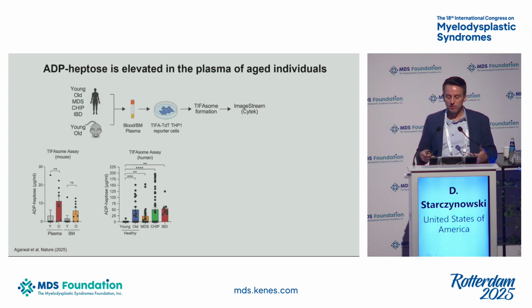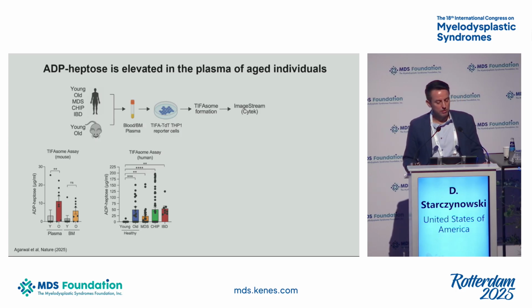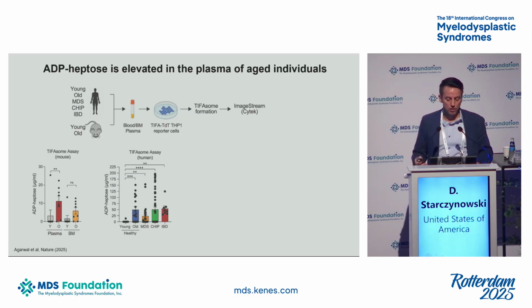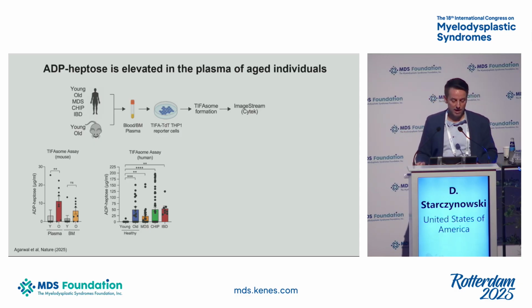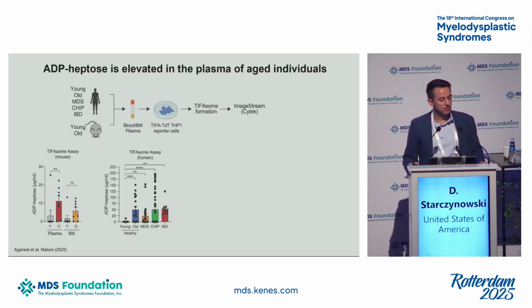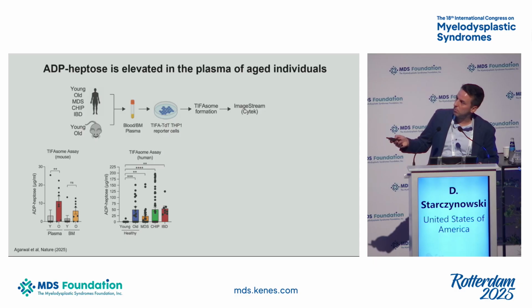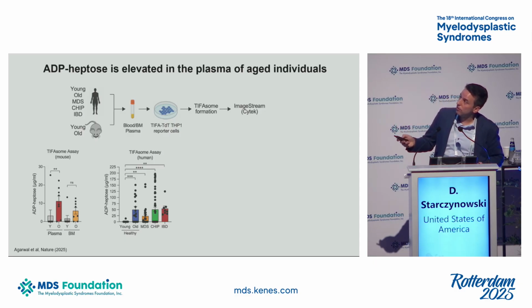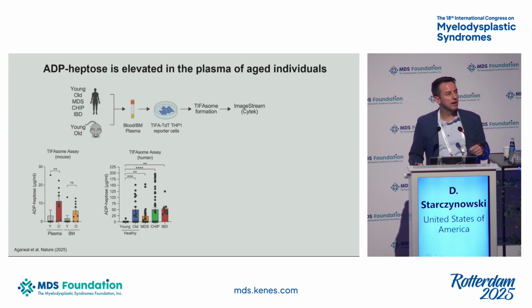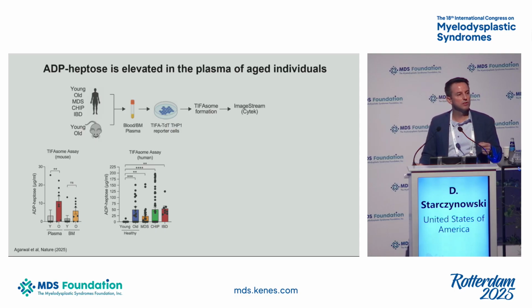So we used this assay, scaled it up using ImageStream, and we monitored not only additional mouse cohorts, but also human samples. But just for proof of principle, older mice have elevated ADP heptose in the circulation, in sufficient amounts to induce TIFAsome formation, not only in the peripheral blood, but also in the bone marrow. And then here's the TIFAsome assay, again, to infer the levels of ADP heptose in the circulation. You can see young individuals essentially have undetectable amounts of ADP heptose. There's insufficient amount, if there is any, to induce TIFAsome formation.